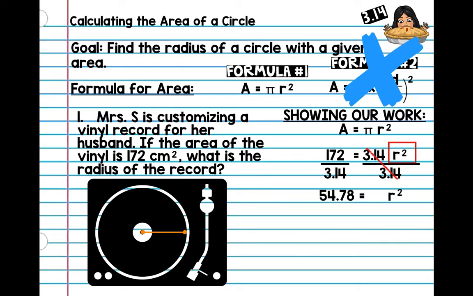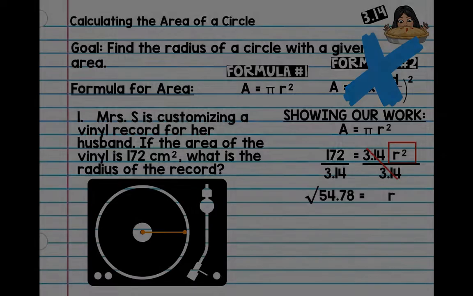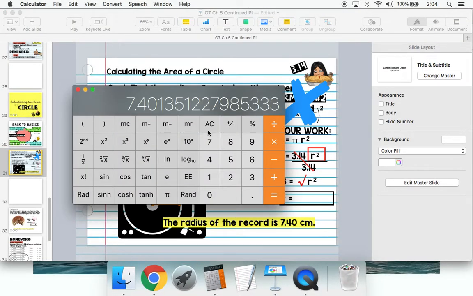We're almost done. So how do we figure out what r is? This means r times r equals 54.78. So we need to figure out how much is just 1 r. We have to do the opposite of square, which is finding the square root. If we find the square root of 54.78, we would find out what 1 r is. That's where your calculator comes in. I'm going to take 54.78 and find the square root, which is this button right here, and I get 7.40.